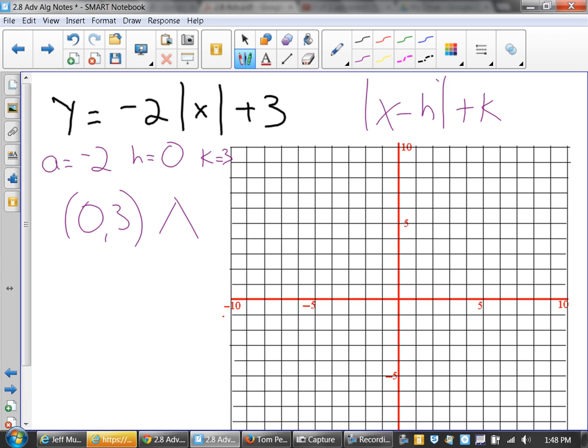In the homework, it asks you to identify the center and whether or not it's opening up or down. That's all you have to be able to do prior to graphing. Page 126, 18 through 35. What is your slope in this case? Negative 2. So you go down 2, right 1, down 2, right 1.